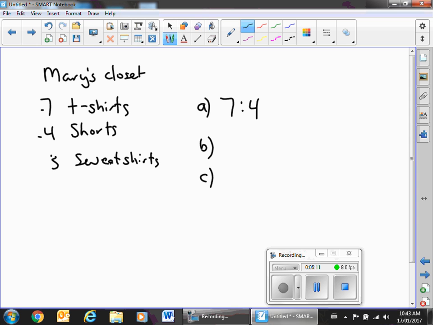All right, the next one's asking for the number of sweatshirts to the number of shorts. It's important that we don't write it as 4 to 3, because that would be shorts to sweatshirts. You have to make sure that you're picking the correct term 1 here, and that's what they try to do to trick you up. So it's 3 to 4 is the ratio here, because it's 3 sweatshirts to 4 shorts.